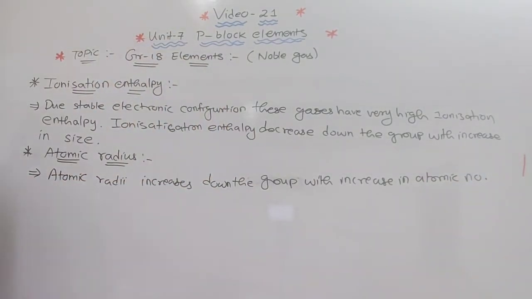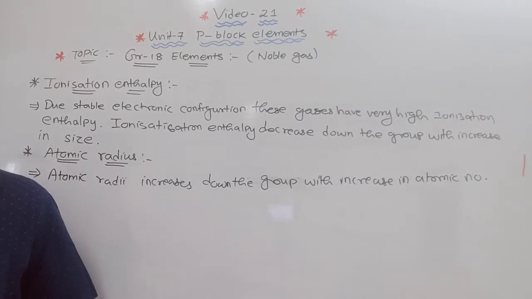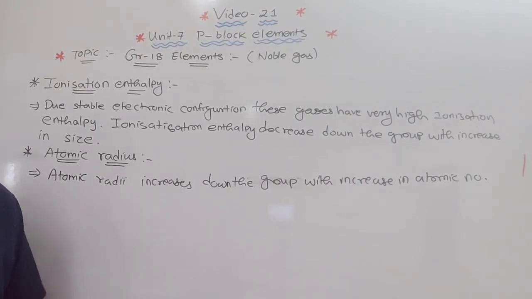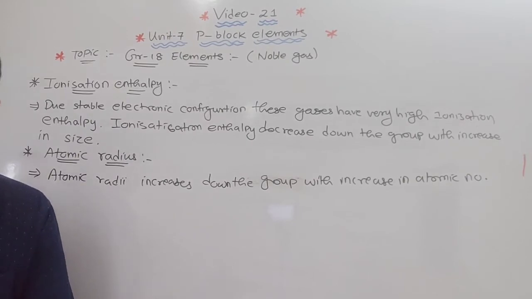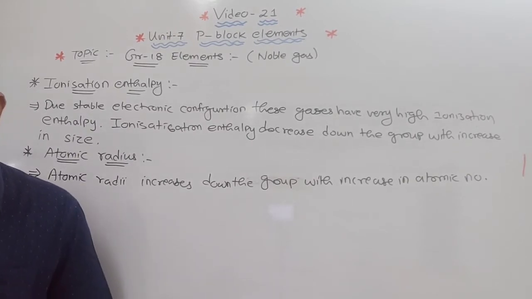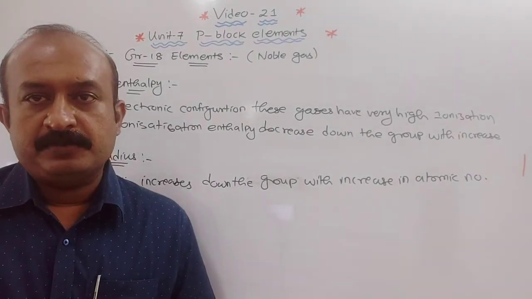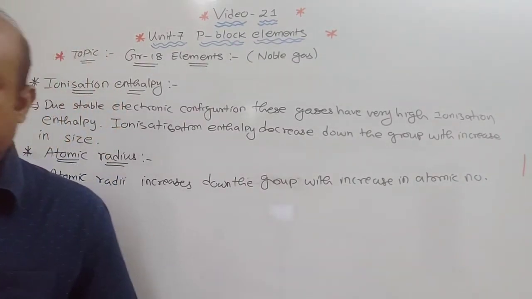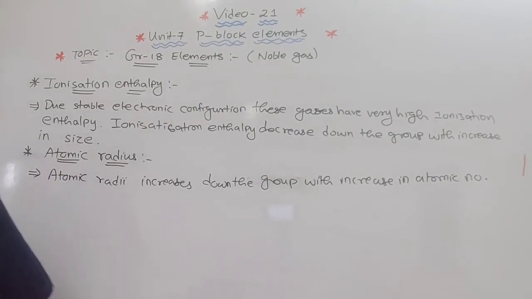Understood? So this was all about the physical properties. Electron gain enthalpy is not there. Now we will discuss its chemical properties. In chemical properties there are two things in your syllabus, that is xenon fluorine compounds and xenon oxygen compounds, that we are going to discuss next. Okay, just a minute.